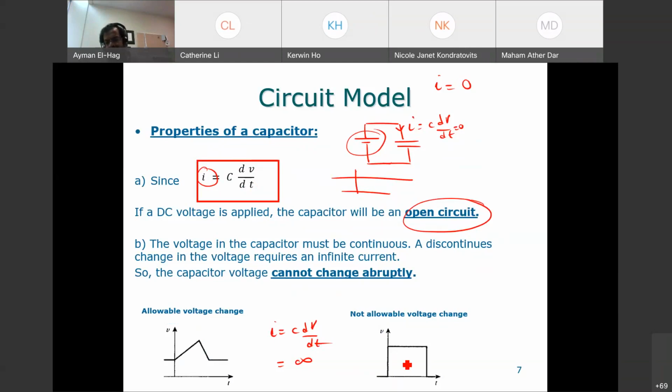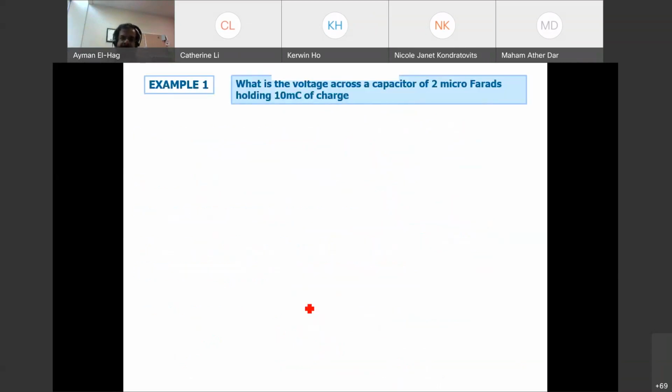So always the voltage will have a certain rise time. So something like this. The voltage will take a certain time. So your dV by dt will be a definite number, not an infinite number. Now let's have some examples here.